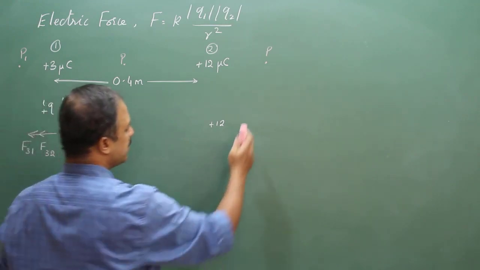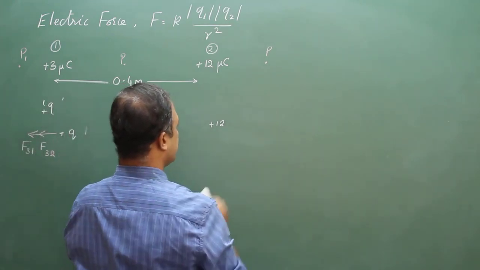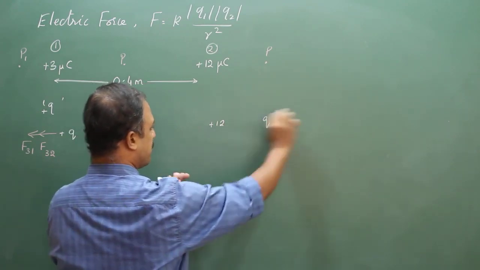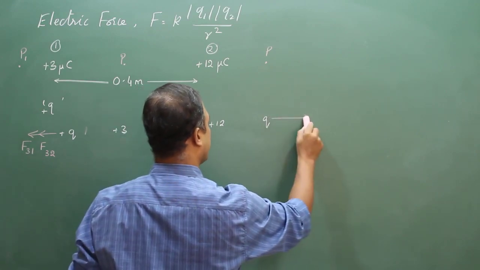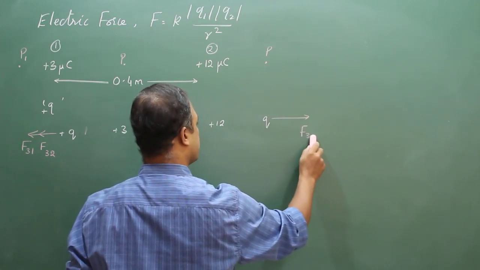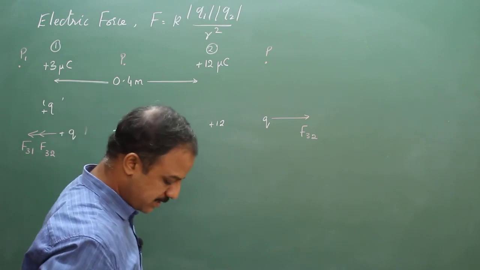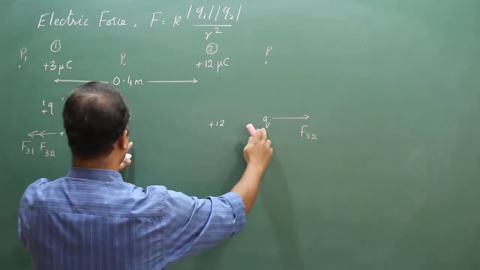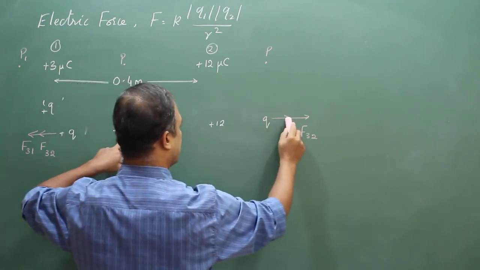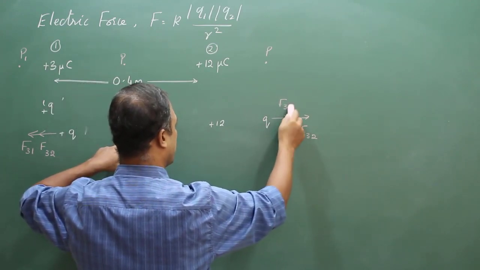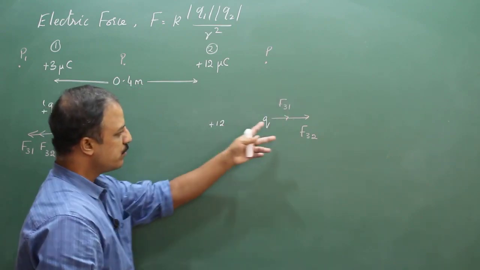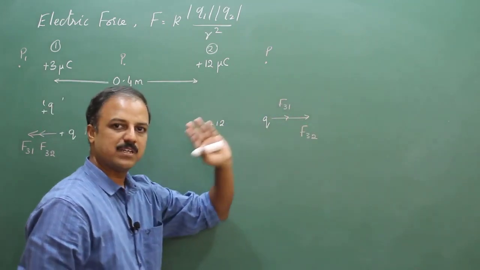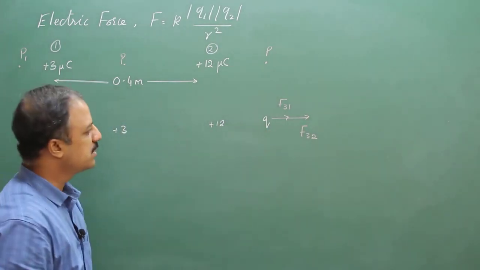Now similarly, if I look at this position here, if you put the charge somewhere here, it is close to plus 12, so it will experience a much greater repulsive force. So this is going to experience a repulsive force like that. And at the same time, if you look at plus 3 and plus Q, even these two will repel, and that repulsive force is F31. Again you can see that these two forces act along the same direction, and this charge will accelerate in that direction, so it can never experience a zero force.